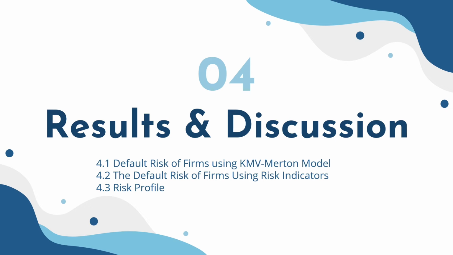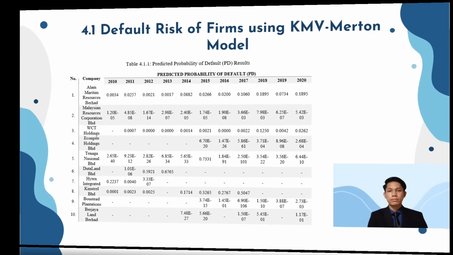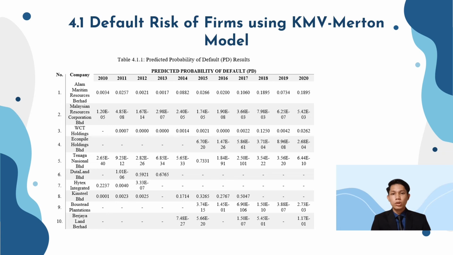Next, chapter 4 is results and discussion. In this slide, table 4.1.1 shows predicted probability of default results. There are several listed firms and their PD from 2010 until 2020.